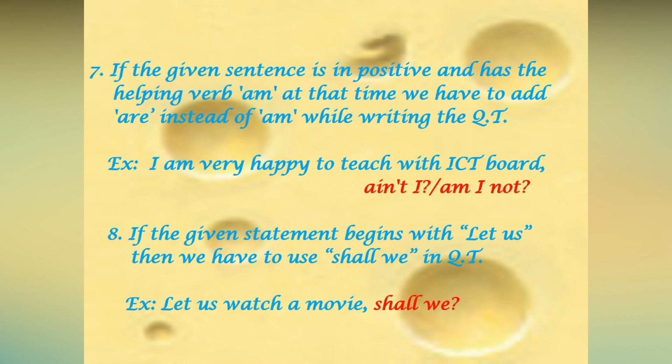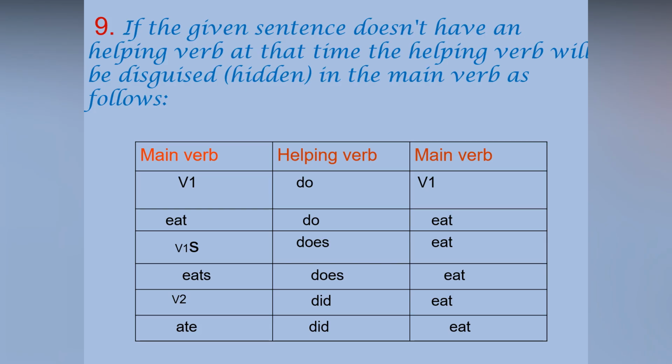Now here, if the given sentence does not have a helping verb, at that time the helping verb will be disguised, hidden in the main verb, as follows. Disguised, how? Eat. What is the meaning of eat? Eat means the helping verb do is there. Do and eat.